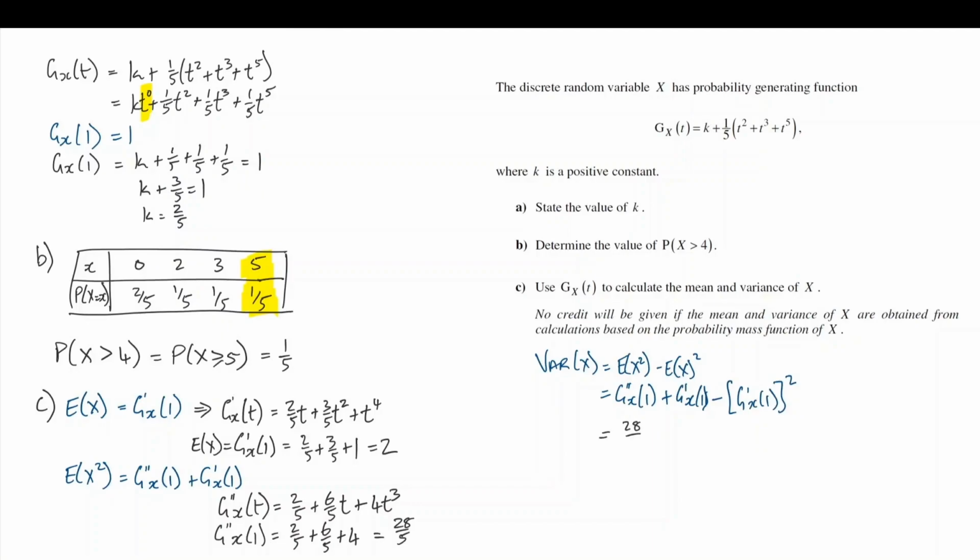All of these we found already. It's 28/5 plus 2 minus 2 squared. That leaves us with an answer of 18/5. The variance is 3.6. The variance of this probability generating function, 3.6.